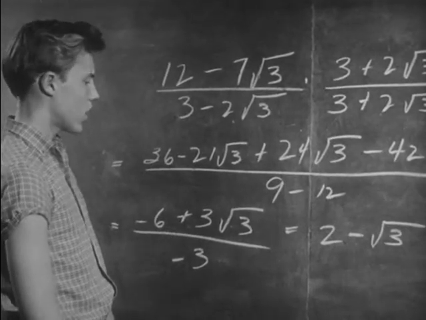I don't see what's bothering you. Why do I do this, Miss Perkins? To get the radical, the square root of 3, out of the denominator. Why do I want to do that?